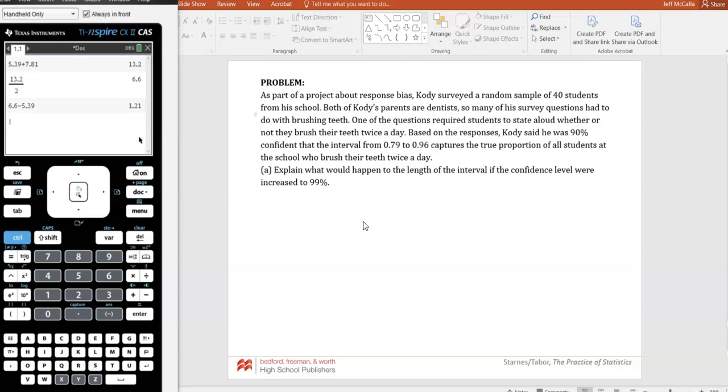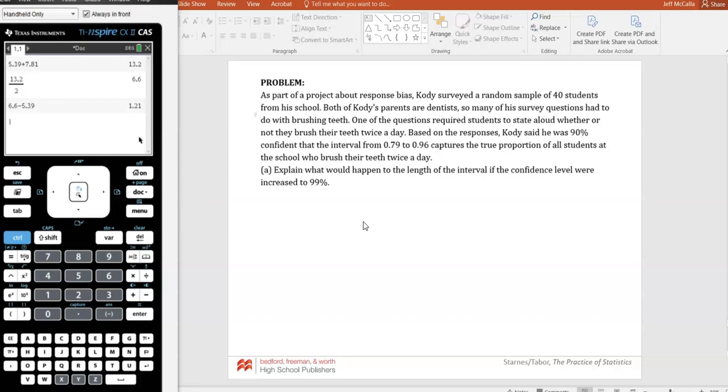Part of a project about response bias, Cody surveyed a random sample of 40 students from his school. Both of Cody's parents are dentists, so many of the survey questions had to do with brushing teeth. One of the questions required students to state aloud whether or not they brush their teeth twice a day. Based on the responses, Cody said he was 90% confident the interval 0.79 to 0.96 captures the true proportion of all students at school who brush their teeth twice daily.